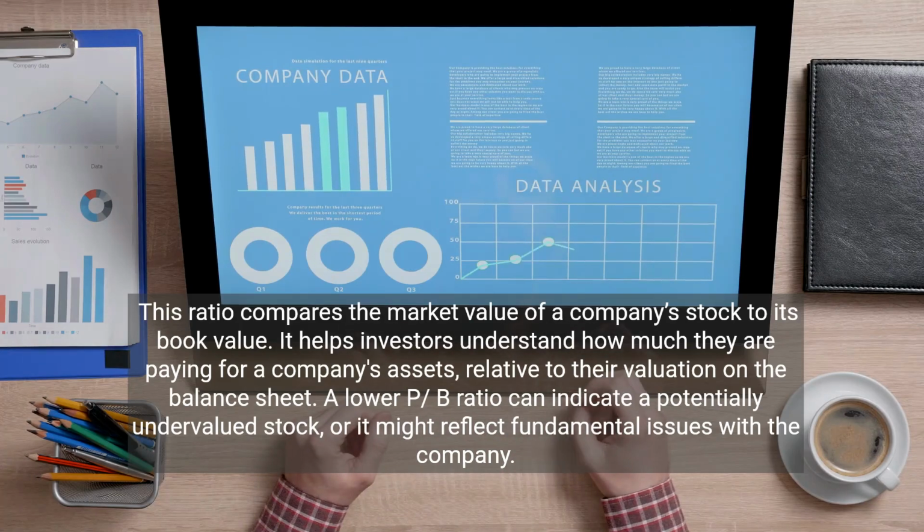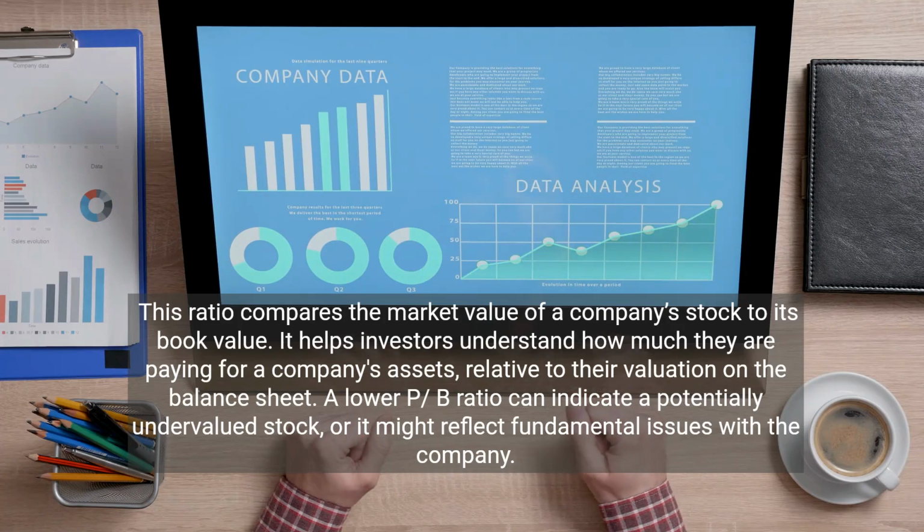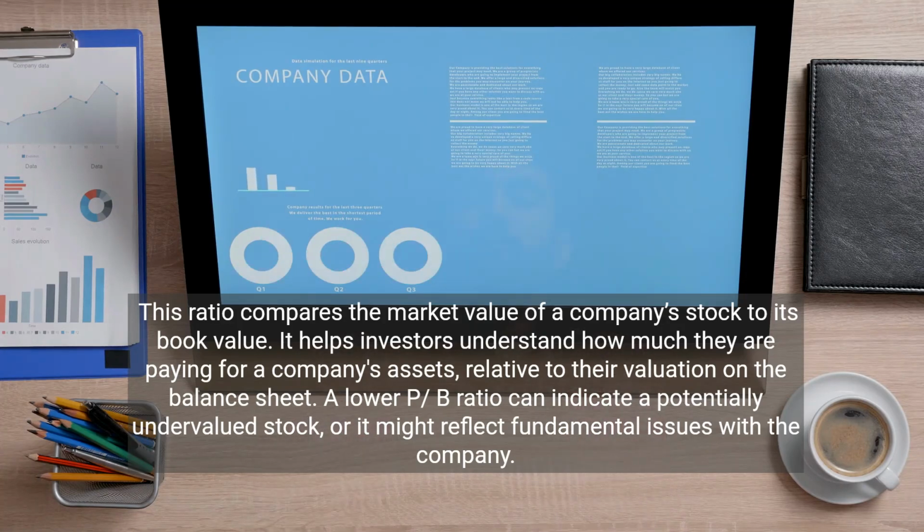The PB ratio compares the market value of a company's stock to its book value. It helps investors understand how much they are paying for a company's assets relative to their valuation on the balance sheet. A lower PB ratio can indicate a potentially undervalued stock, or it might reflect fundamental issues with the company.